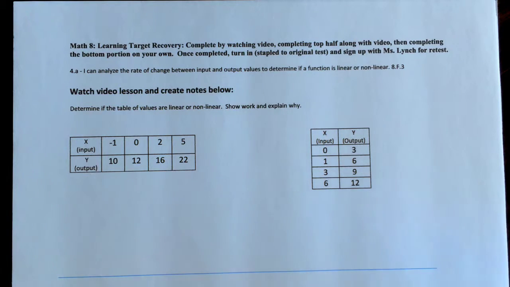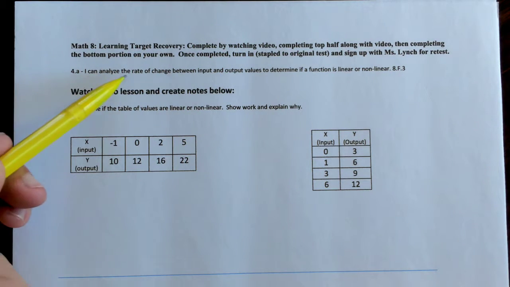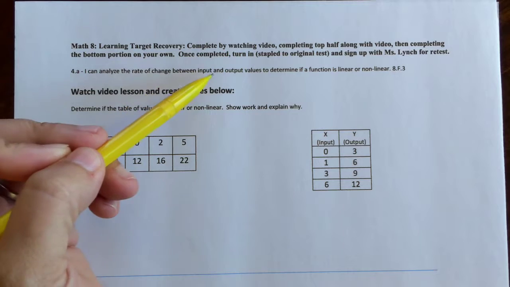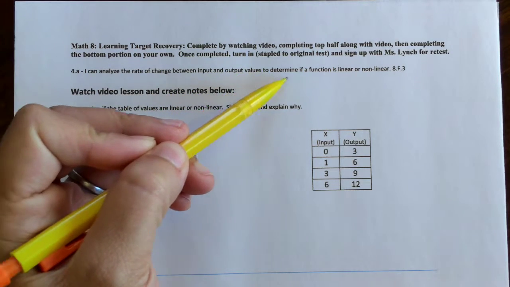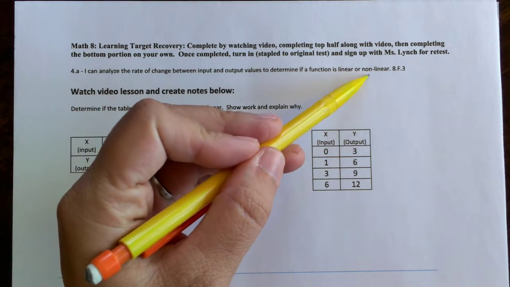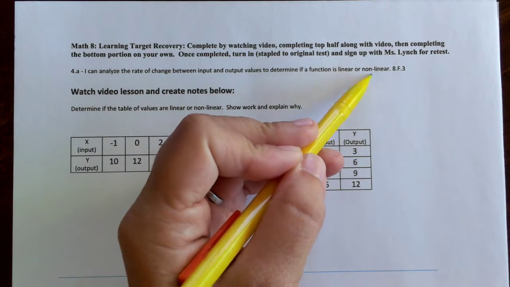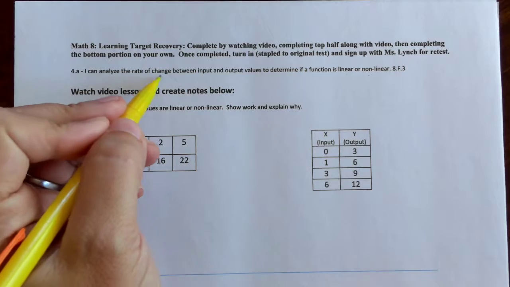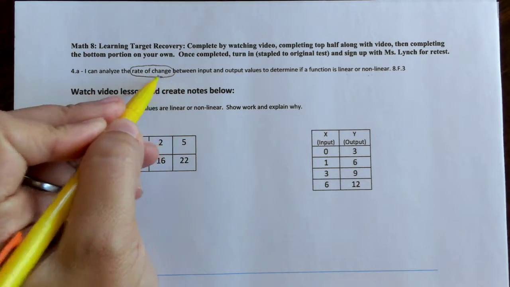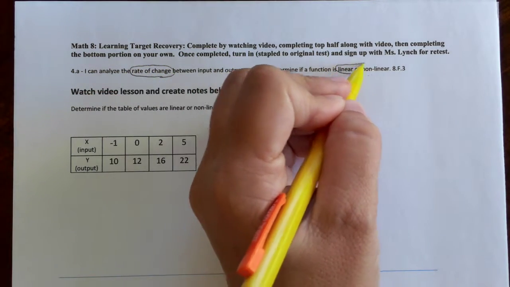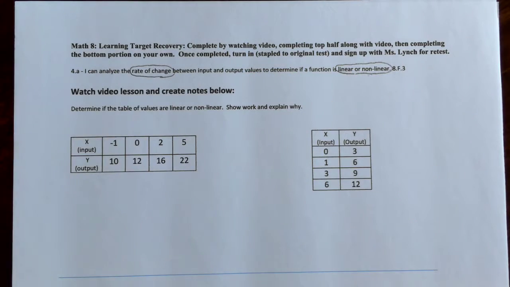All right, so the learning target we are looking at here says, I can analyze the rate of change between input and output values to determine if a function is linear or nonlinear. So we've got a lot of words going on there. We're focusing on the words linear and nonlinear, and we're focusing on rate of change. And that rate of change is going to tell us whether the table is linear or nonlinear.